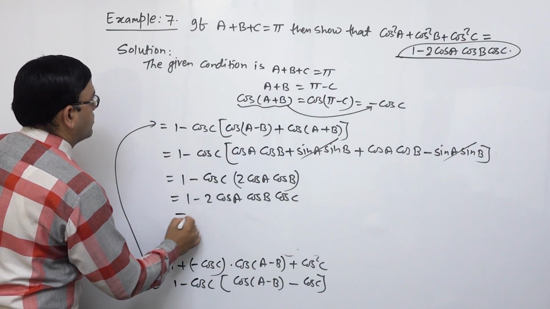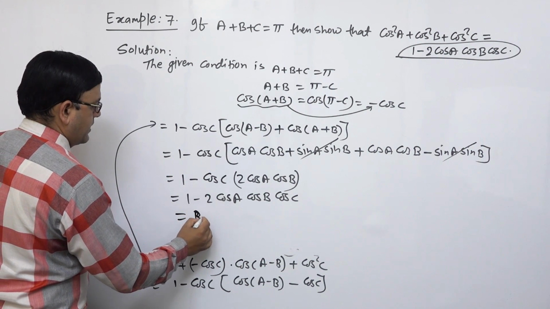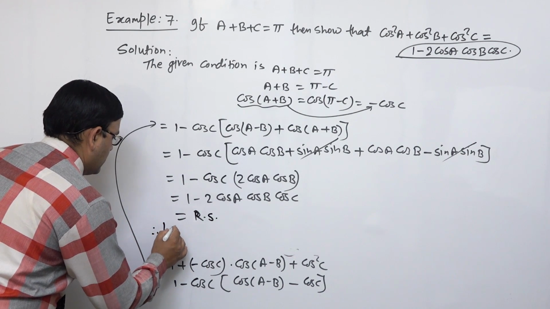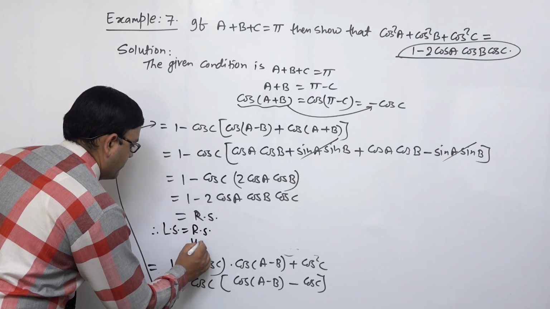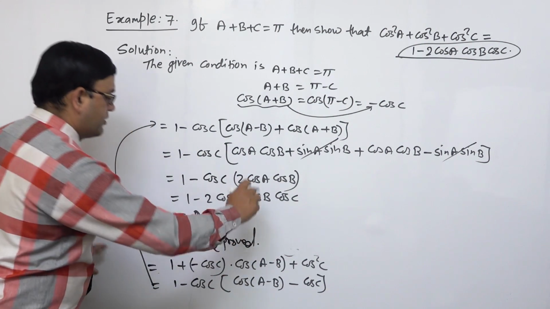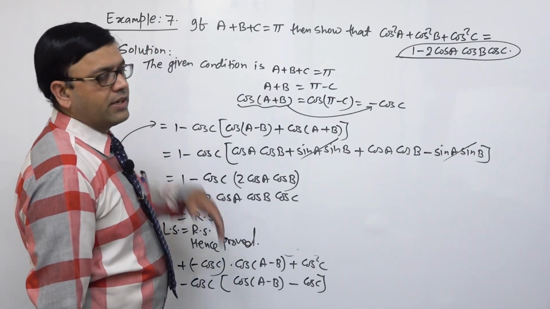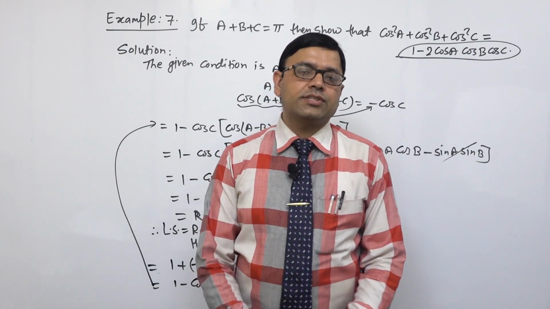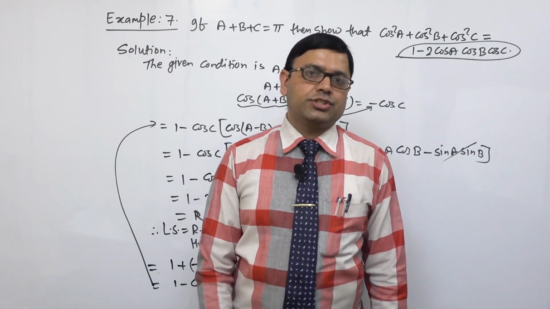So this is equal to the right side, or right hand side. Therefore, LHS is equal to RHS. Hence, proved. Students, in this way, we completed many different types of questions, different types of models in this exercise. I hope these questions help you to solve many such types of questions.